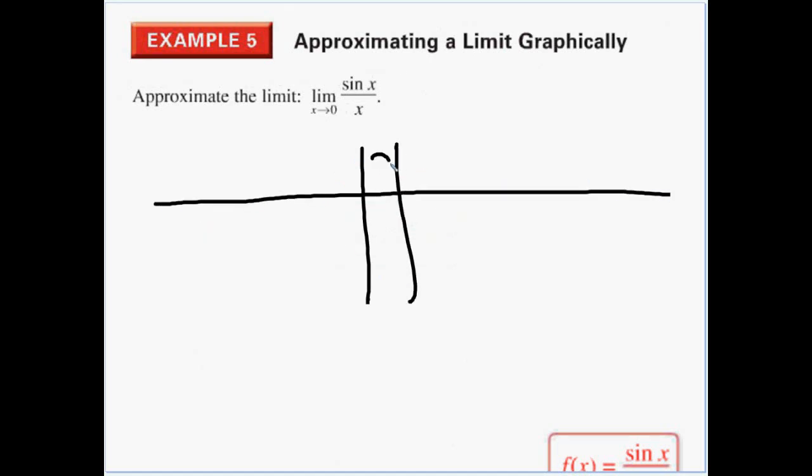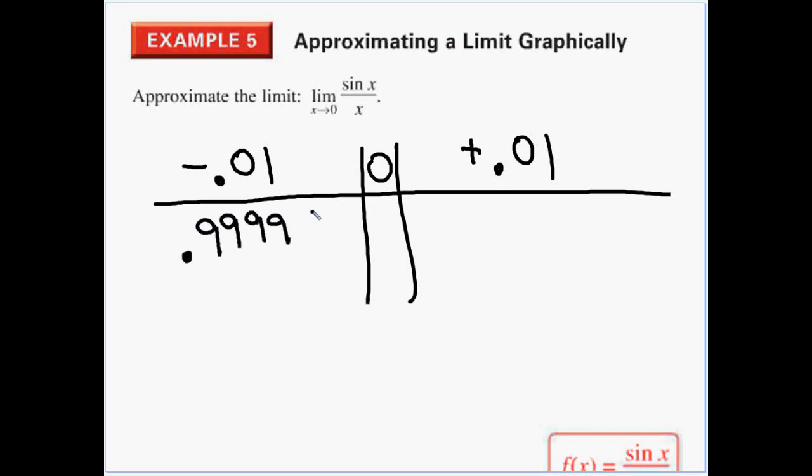So if 0 is our naughty number, we could plug in a negative. Oop, I'm on the wrong page in my notes. Let's plug in a negative 0.01 and a positive 0.01. Now my negative 0.01 output is 0.99998, so 0.9999 and an 8. And then our positive 0.01 input would give us the exact same value.